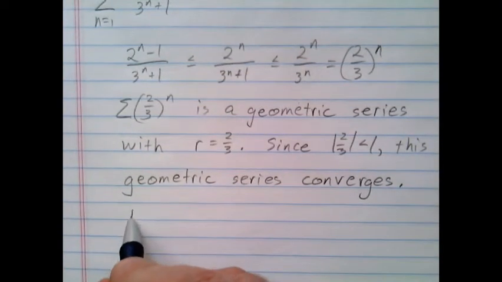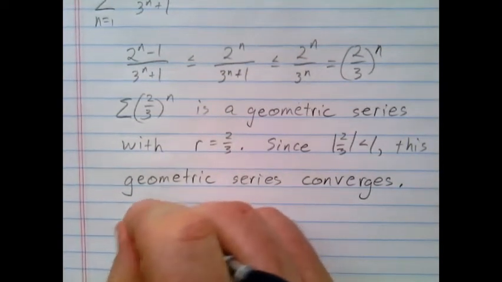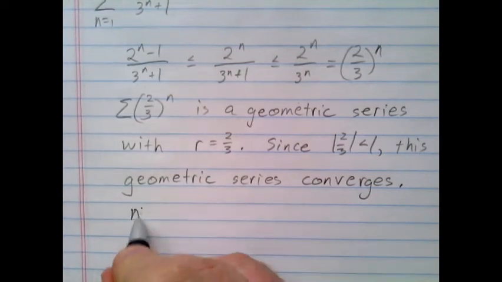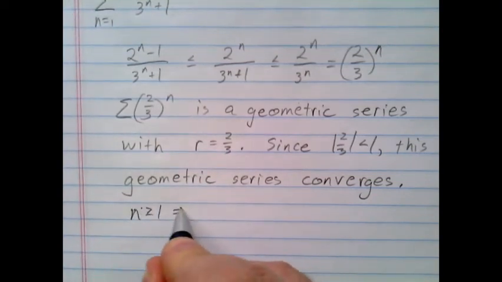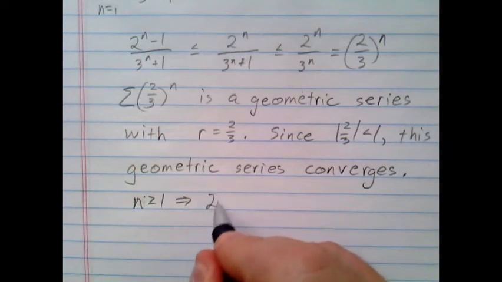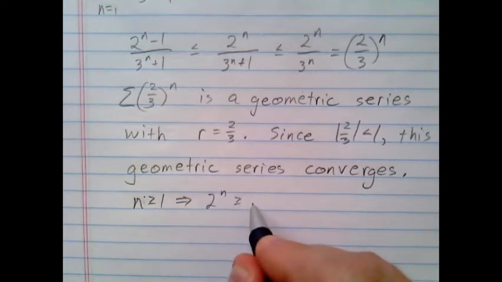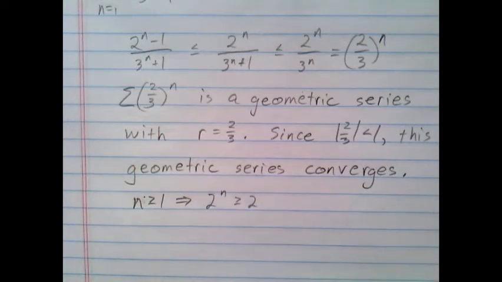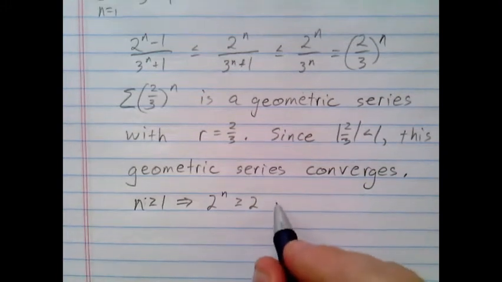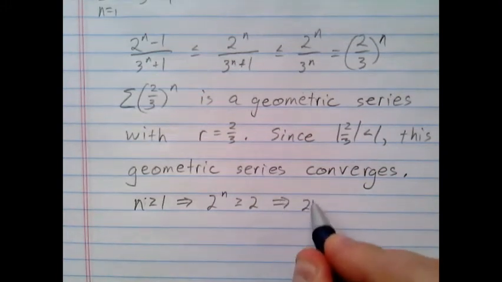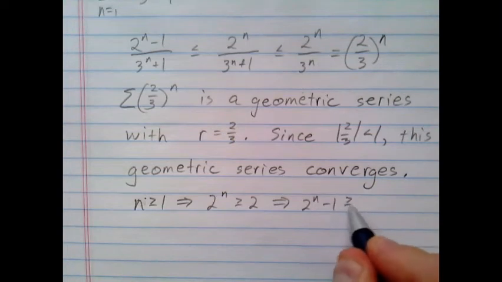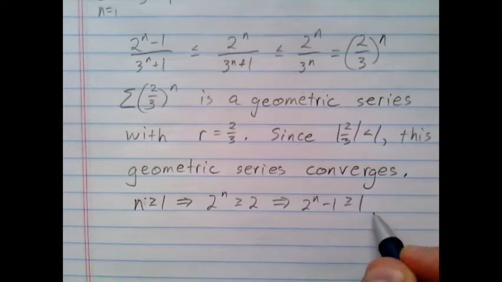Now, I'm again going to make use of the fact that n is greater than 1. That implies that 2 to the n is greater than or equal to 2 to the 1. And that implies that 2 to the n minus 1 is greater than or equal to 1. Okay, that was the big thing I needed to take care of.